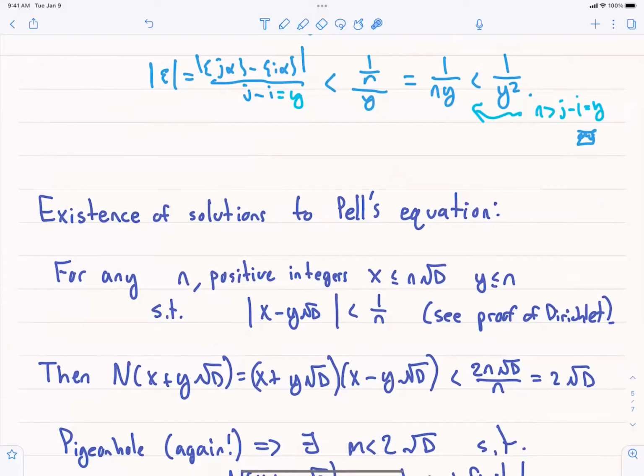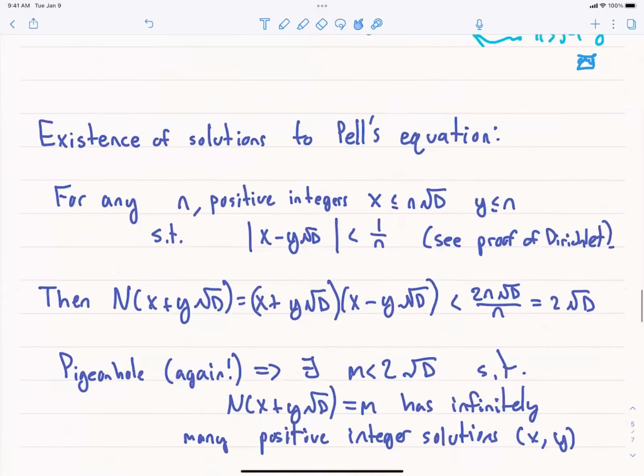If I have such a thing, then I can take its norm. So the norm of x plus y square root of d is x plus y square root of d times x minus y square root of d. Well, x is at most n square root of d and y is at most n, so this top is at most 2n square root of d. And then this thing on the right, if I take its absolute value, is at most 1 over n. Putting that together, these n's cancel, and I just get that the norm of this thing is less than 2 times the square root of d.